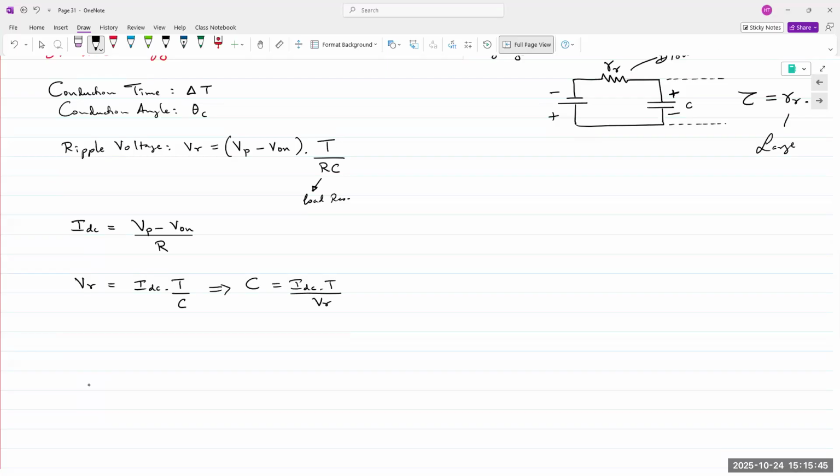So if you're a design engineer, you have a goal, you want a specific amount of current to come out from your power supply, and you only need a specific amount of ripple voltage, then that's how you're working. You're working backwards off of it, right? So you have IDC given to you, you have the time period, and then you have a specific amount of ripple that needs to be within that range. Plug and solve. That's how you would work.